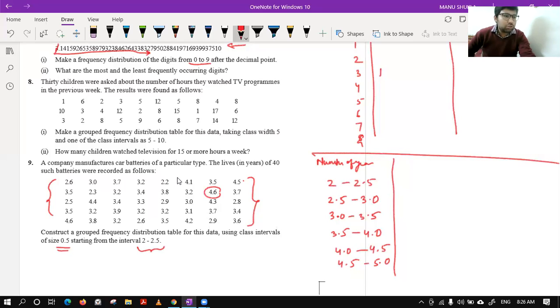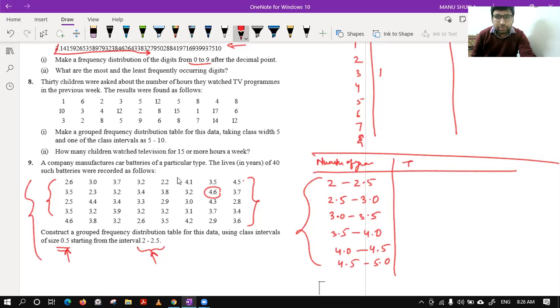So if this 0.5 was not given, this starting was not given, you could have taken of 1 also, like 2 to 3, 3 to 4, and 4 to 5. That is also correct, not wrong. But because the NCERT question is telling you to take a class size of 0.5, you can't deny that. So this class interval can be of your choice also, but as the question was telling to take 0.5 only, that is a must thing to do.